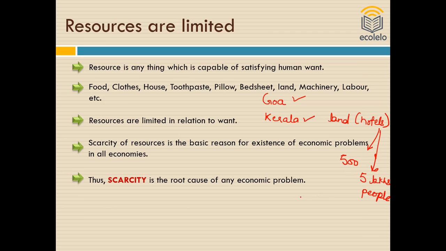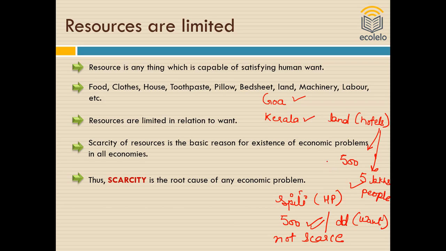On the other hand, there is a destination, Spiti, in Himachal Pradesh, again in India. Not many people are willing to go here. So even if there are 500 hotels or homestays over here, still most of them remain unoccupied. So relative to the demand or relative to the want, this is not scarce. Okay, so scarcity is caused because of unlimited want and a limited resource, and this is what causes the economic problem, because then you have to choose. Then there's a problem of choice.